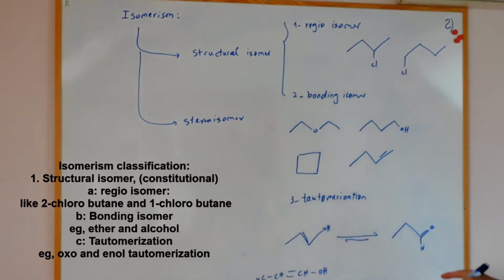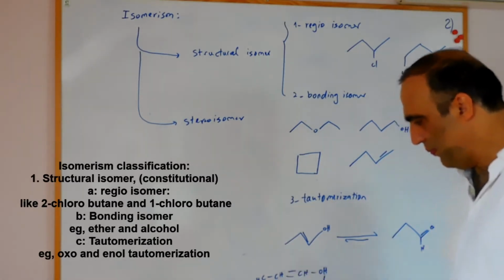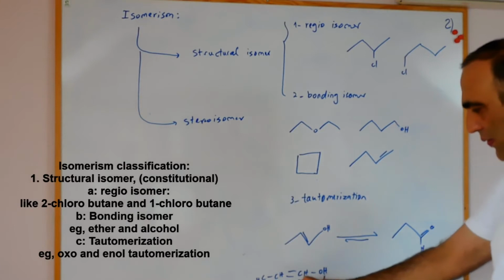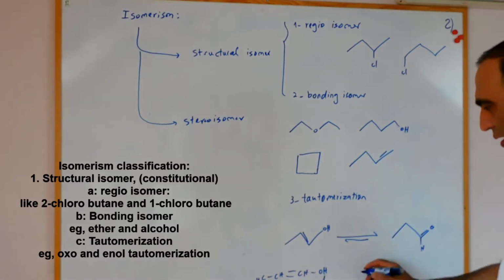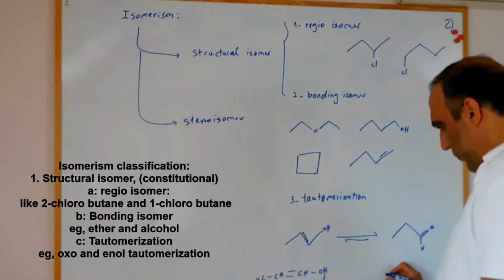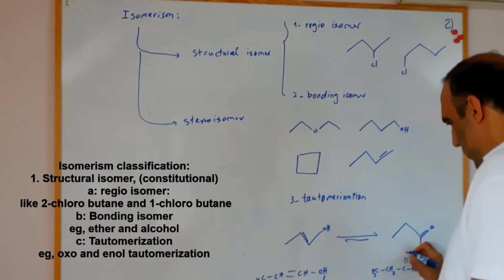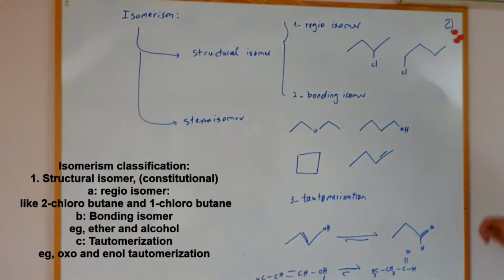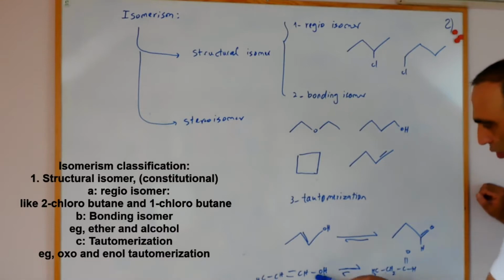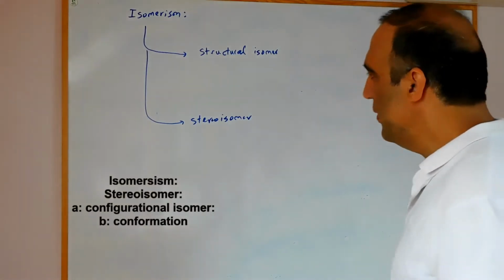Okay, usually the oxo form is the more stable. I put hydrogen in this position, and I bring the double bond here. CH3, CH2, CH is here. As you see here, I put hydrogen on this carbon, and I bring a double bond between the carbon and oxygen. Mainly, this is tautomerization.